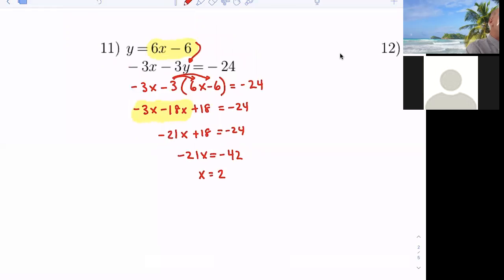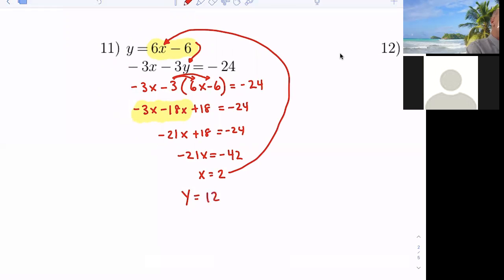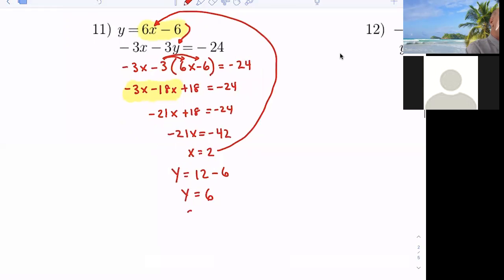Now, once again, once we have established that x equals 2, we come up here, and we plug in. y equals 12 minus 6, y equals 6. So my answer is what? 2 comma 6. All right, honestly, that's about as hard as it gets.